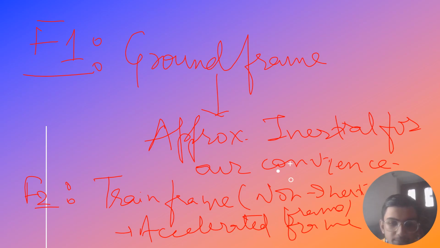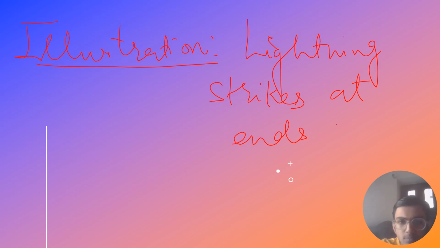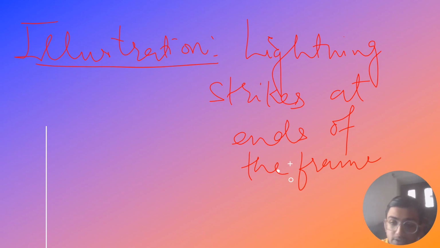So we will use an illustration. That illustration will be lightning strikes at the ends of the frame. You may feel it is a little vague, but let me clarify with the example. The illustration is lightning striking at the ends of the frame and how the light reaches a certain point, which we will define right now.